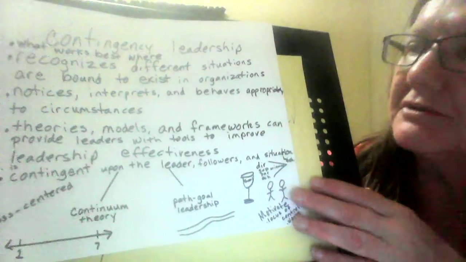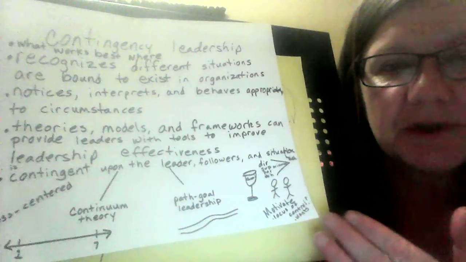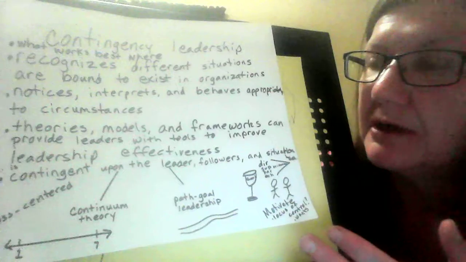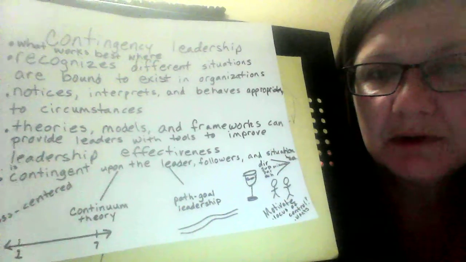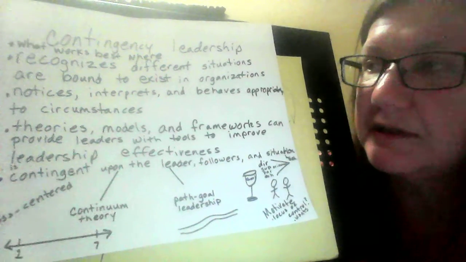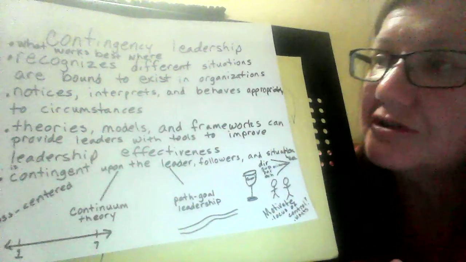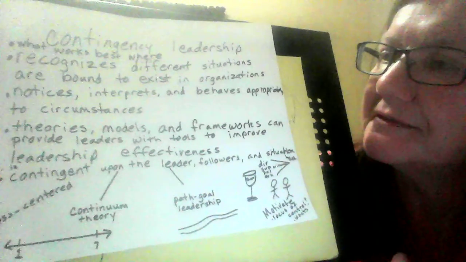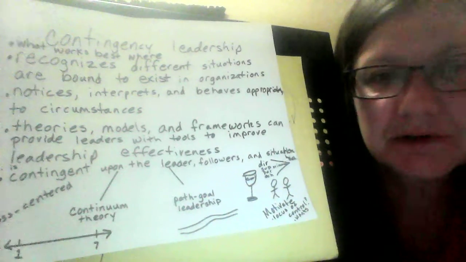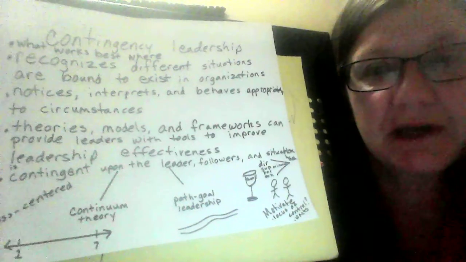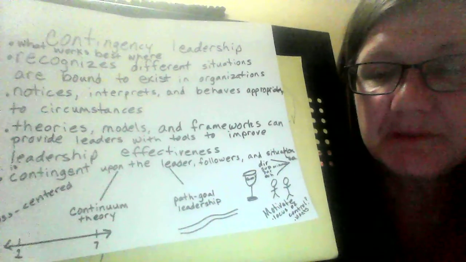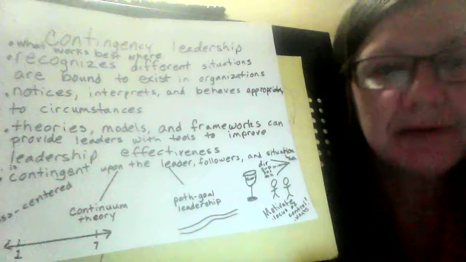So the continuum leadership theory works best with what works best where. Wherever there's a need for the leader to be flexible or adapt to a certain circumstance, they need to. Contingency leadership recognizes different situations are bound to exist in organizations. So in all the different organizations, there's some kind of situation that's different from one organization to another. And I'm going to show that to you here in just a minute with a Venn diagram.